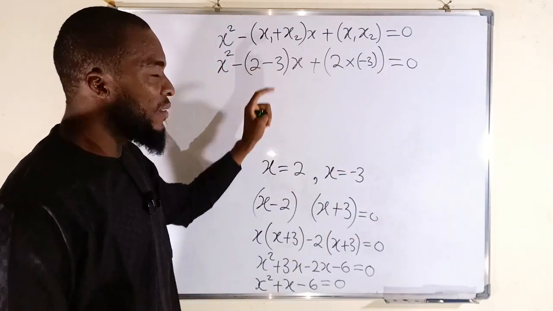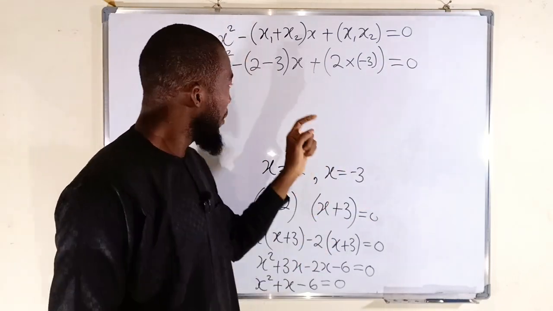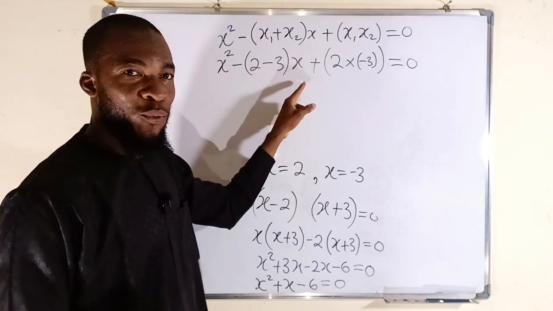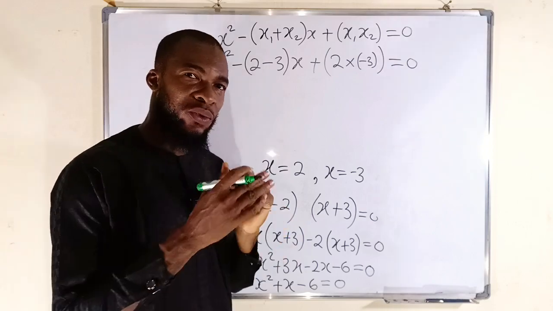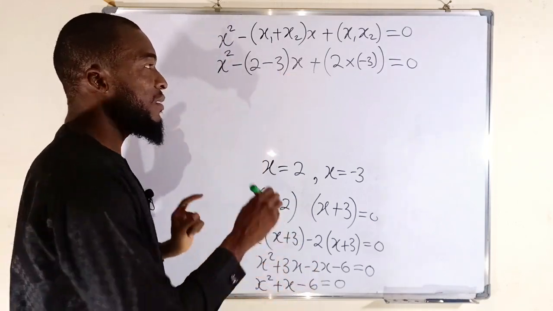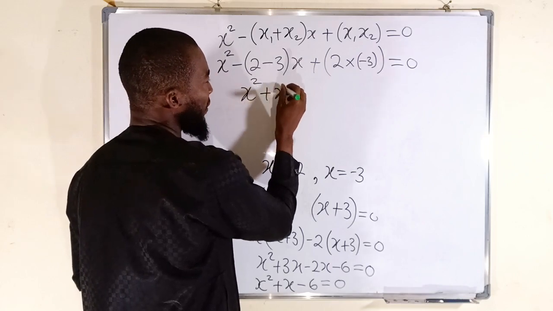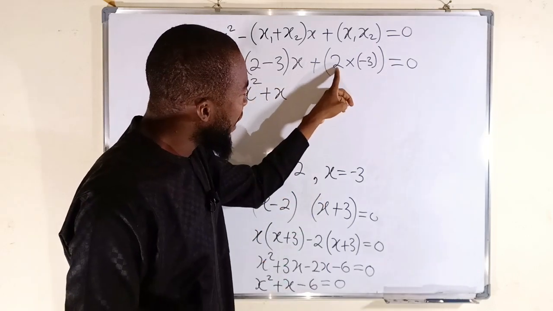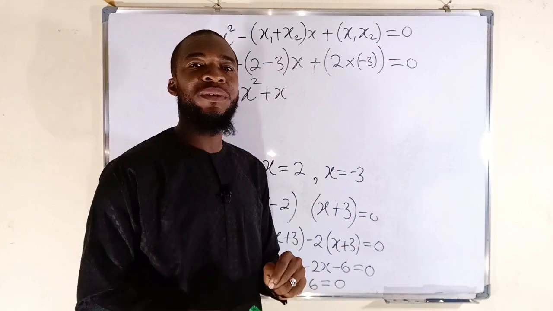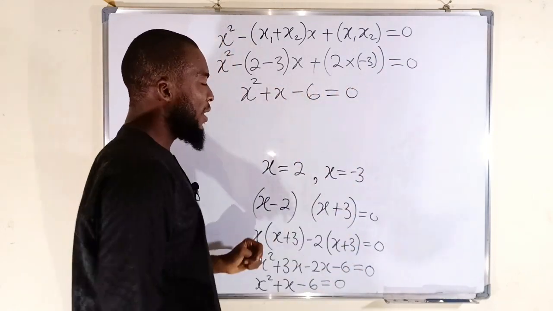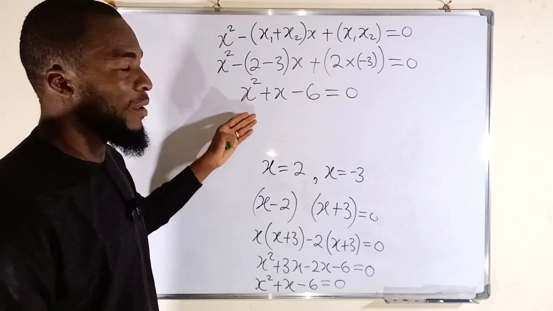2 minus 3 will give us -1. But remember, we have another negative outside waiting to multiply. -1 times this minus will give us +1, times x is positive x, right? This is x squared plus x. Then if you multiply 2 by -3, you're going to obtain -6. The whole of this equal to 0. Can you see? They're exactly the same.